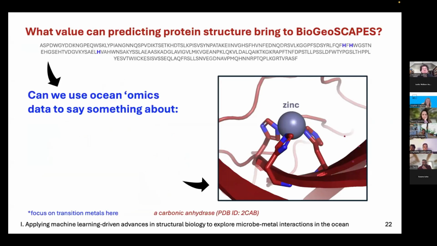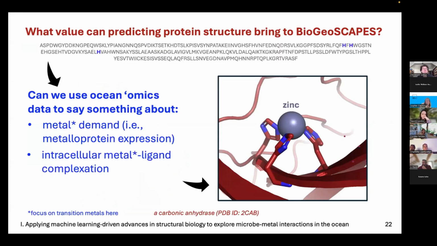I've consequently been thinking a lot about how we can start using ocean omics data to say something about metal demand, and really what I mean is metalloprotein expression, intracellular metal ligand complexation, potentially, and maybe by extension, I'll get to this at the end just very briefly, extracellular metal ligand complexation.